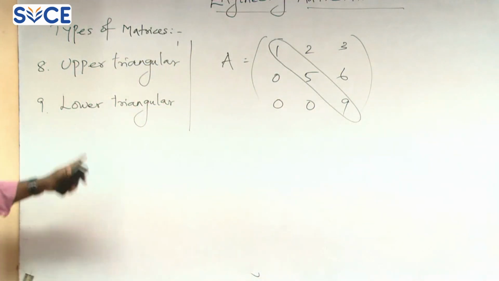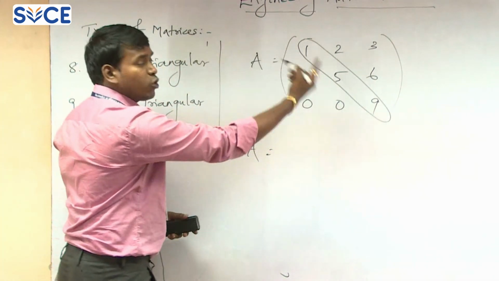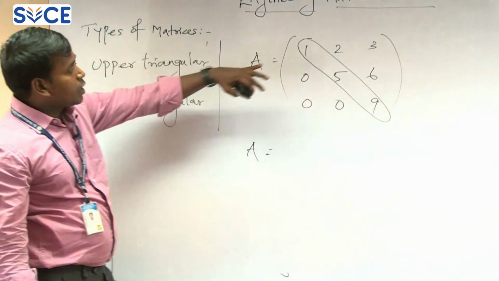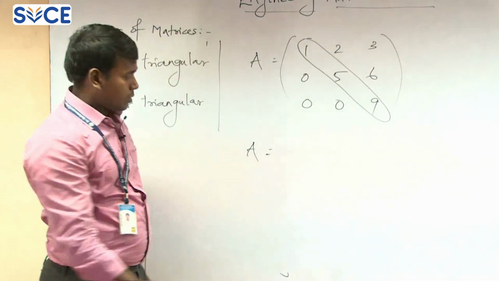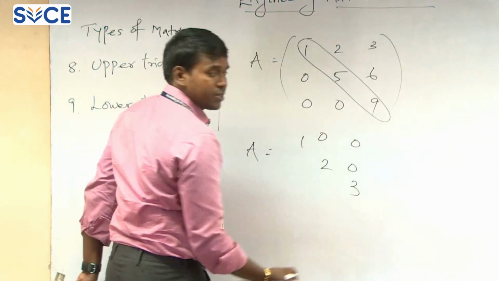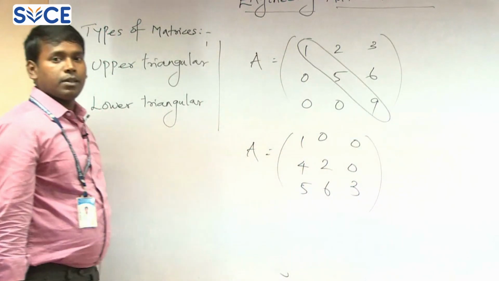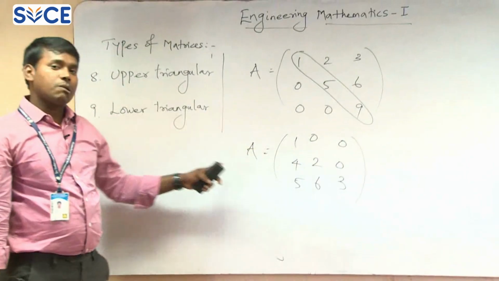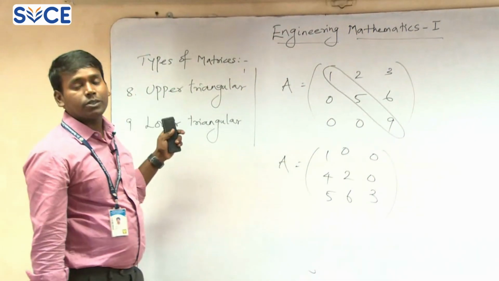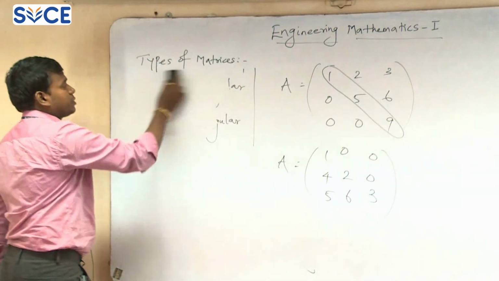That's all. Now, the next one, lower triangle, the same. Here, below the main diagonal elements are 0 means that is an example for upper triangle. Now, lower triangle means above the main diagonal elements are 0. That is 1, 2, 3. These 3 elements are 0. Here 4, 5, 6. Above the main diagonal elements are 0 means that is an example for lower triangle. Below the main diagonal elements are 0 means that is an example for upper triangle matrix. Next one.